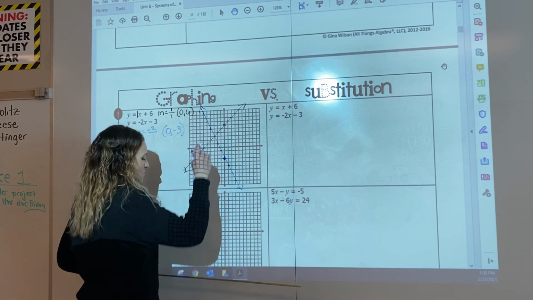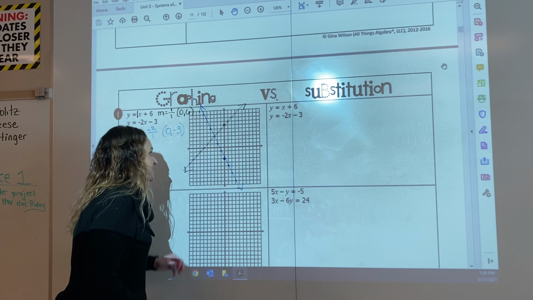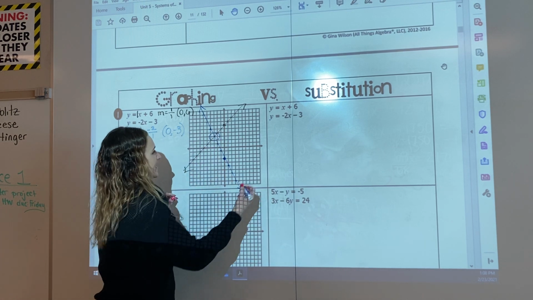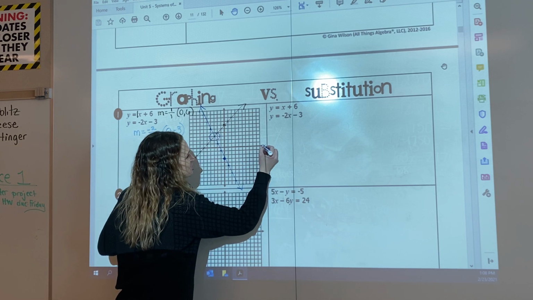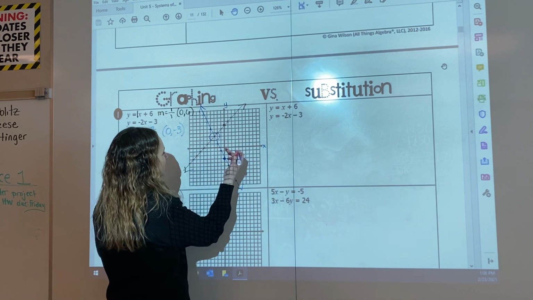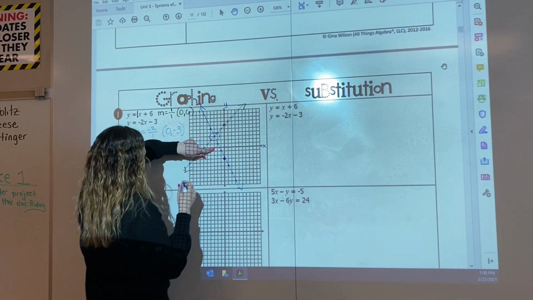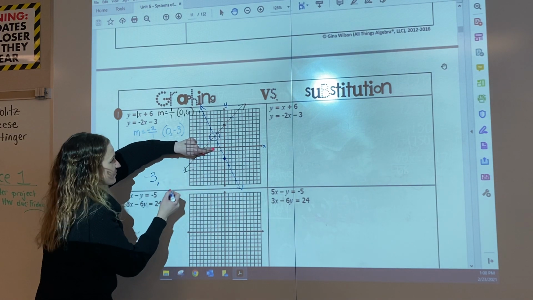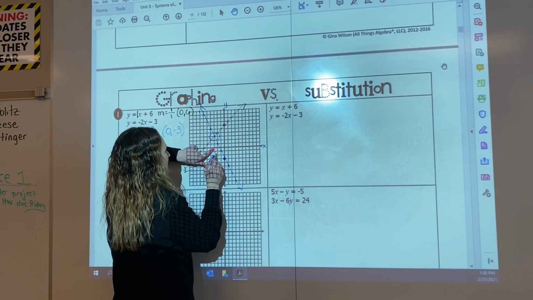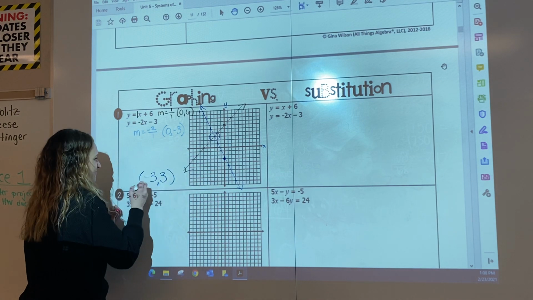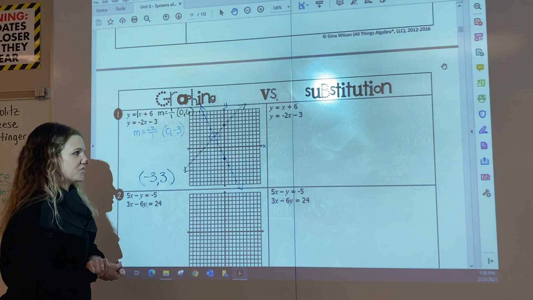Alrighty. Well, let's see where those two lines intersect. This point looks just about right. Let's see what that point is. So on my x-axis, which is right here, and here's my y, I need to go to the left. So I'm going to go 1, 2, 3, so negative 3. And then I'm going to have to go up from there, so 1, 2, 3, up 3. All right, there's that solution.